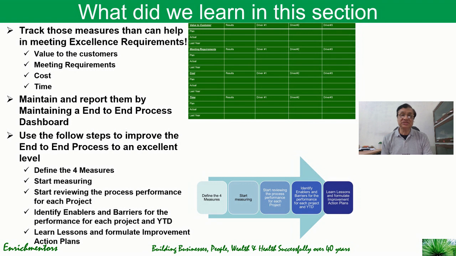And use the following steps for the end-to-end process to be improved to an excellent level. Define the 4 measures clearly in agreement with the leadership team. Start measuring them. Start reviewing the process performance for each project. Important: each project. Identify enablers and barriers for each project and YTD, year till date performance. And have lessons learned and formulate improvement plans and start implementing. And there should be no reason why you can't touch the excellence levels in solution design.